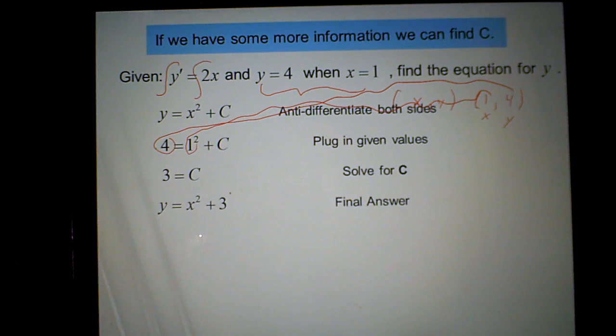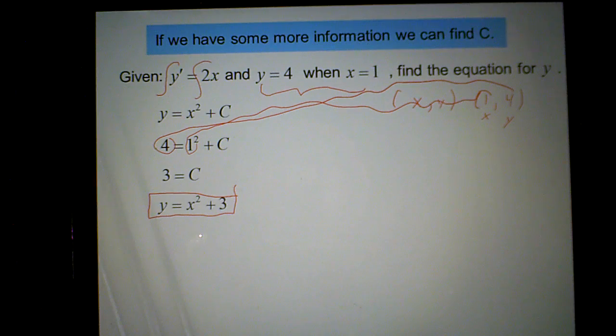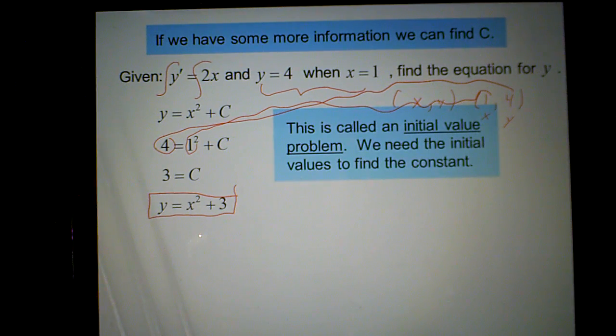So now I have not just a random family of functions. I've got the particular solution because I was given an initial condition. So this is sometimes called an initial value problem because you are given the initial value along with the derivative.